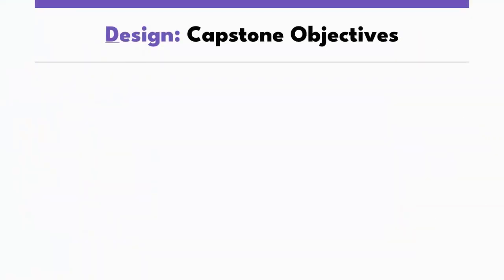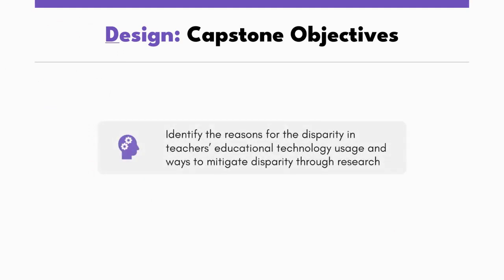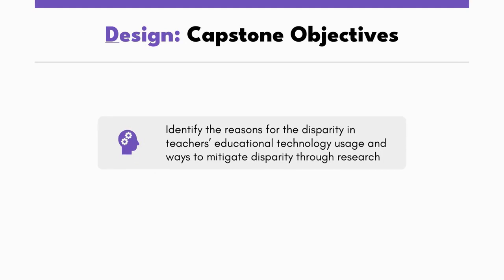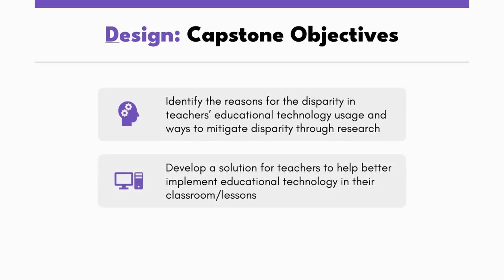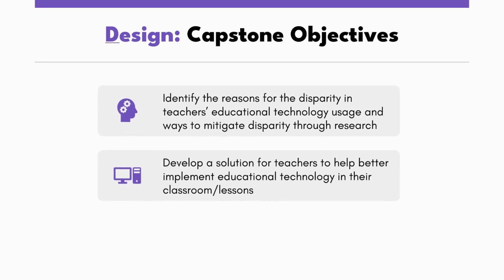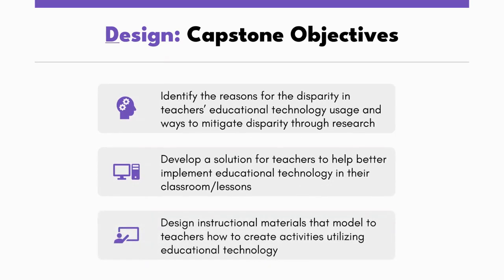Next is D, Design. My capstone objectives are to identify the reasons for the disparity in teachers' educational technology usage and ways to mitigate disparity through research. Second, to develop a solution based off my research to this disparity using what I learned in CUIN 7930, Instructional Design. And lastly, to design instructional materials that would model to teachers how to incorporate technology more effectively in their lessons.